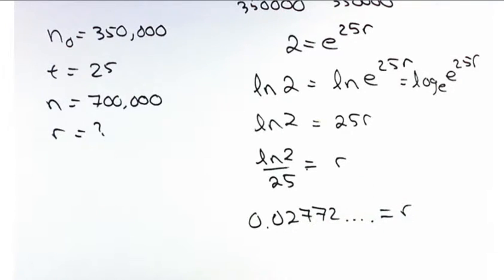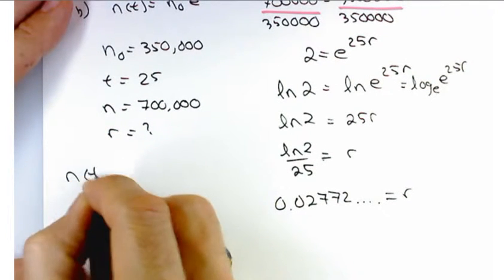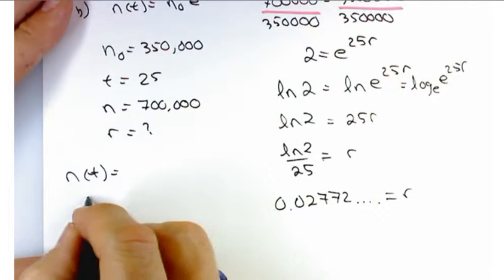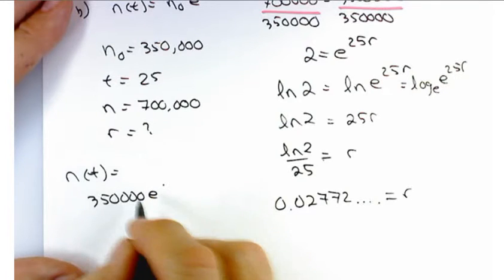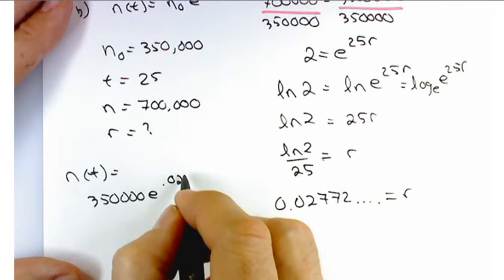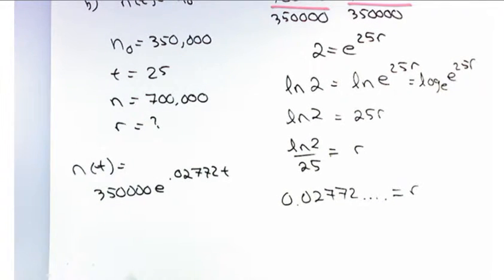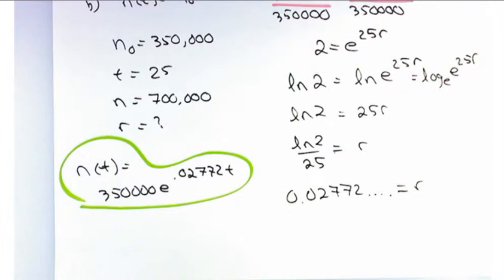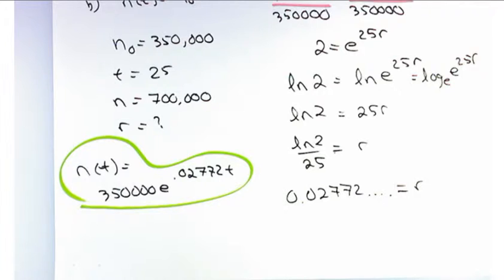Our model then is this. N of t equals 350,000 e to the 0.02772 times t. So the advantage of this one is you can look at this and say, okay, this is the relative percent growth rate. The advantage of the other one is you can look at it and say, oh, I know how long it takes it to double. But you can go from one to the other without too much of a problem.